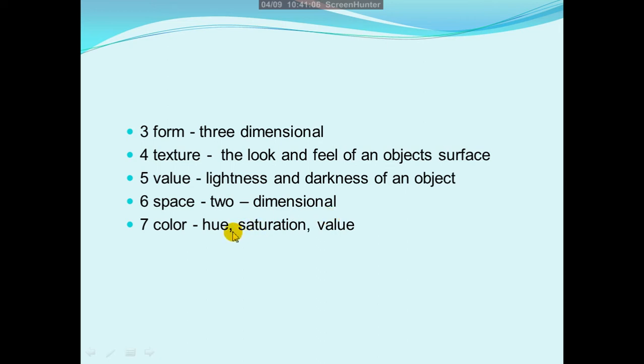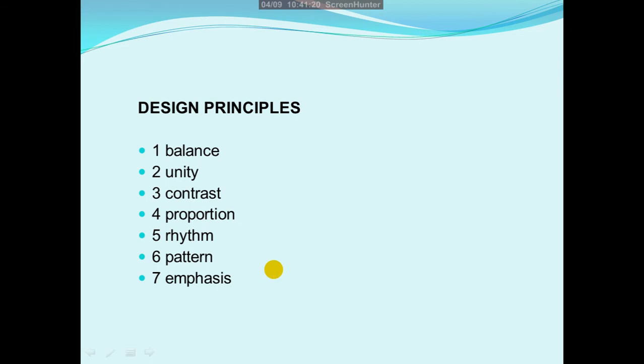Next, color: here hue, saturation, and value. Yesterday we clearly discussed hue, saturation, and value, okay. Then we come to the design principles. Yes, these are very important. Design elements and design principles are really very important, okay. Let us check one by one.